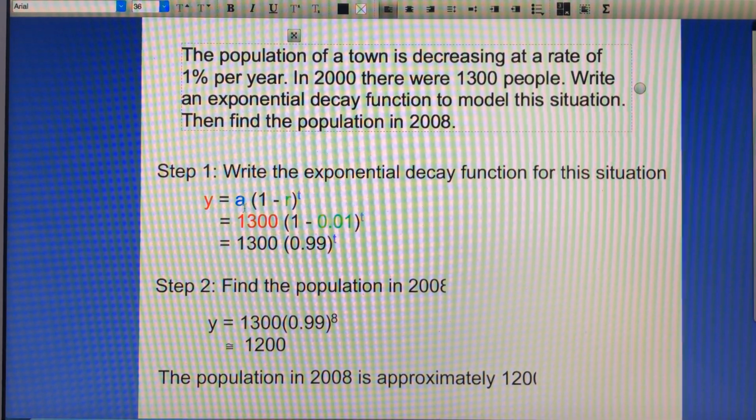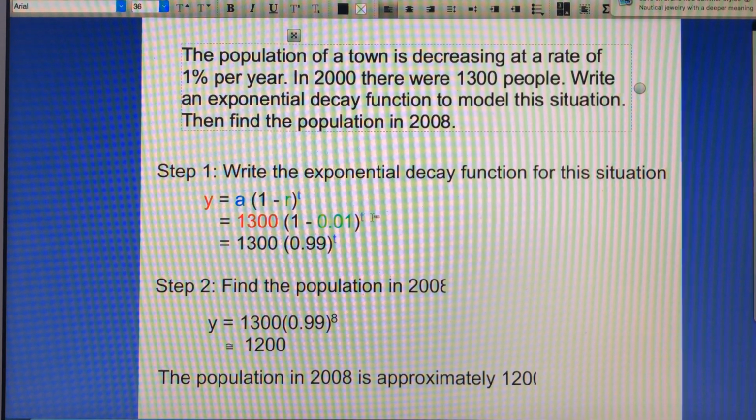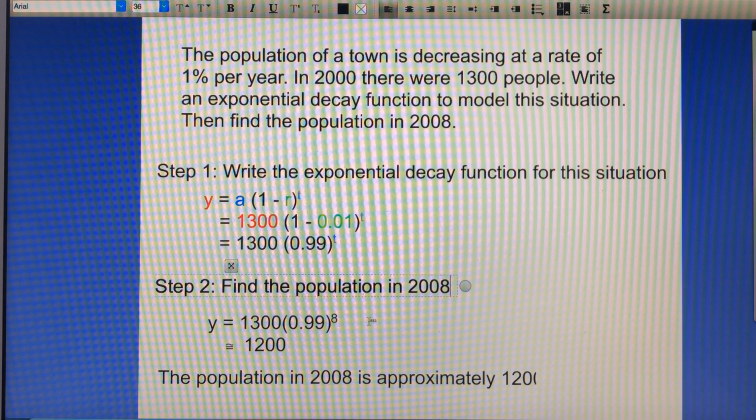y equals a times (1 minus r, which is going to be a decimal) to the power of t, equals 1,300 times (1 minus 0.01) to the t power, equals 1,300 times 0.99 to the t power. Find the population in 2008. 1,300 times 0.99 to the 8th power.